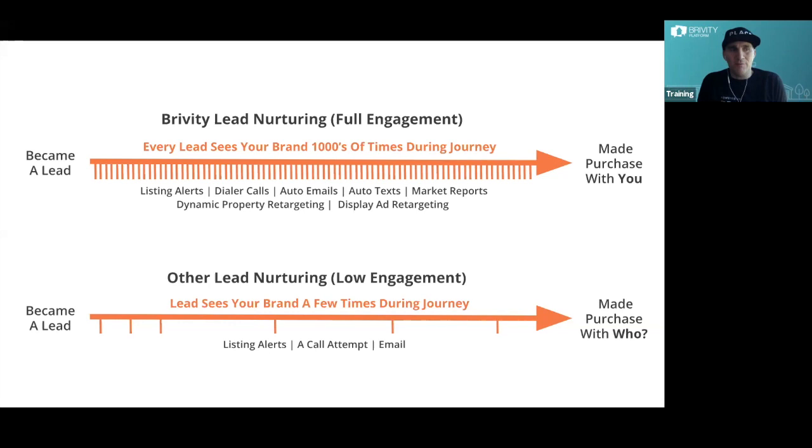Not that many, right? You max out eventually if you were trying to get multiple calls into every lead, multiple texts and emails into every lead, listing alerts and market reports. We lay with Brivity Connect this other layer, that second layer where you see dynamic property retargeting and display ad retargeting. We're able to lay over the top of the things that the Brivity platform already does for you, things like listing alerts and automatic emails and automatic texts, market reports.